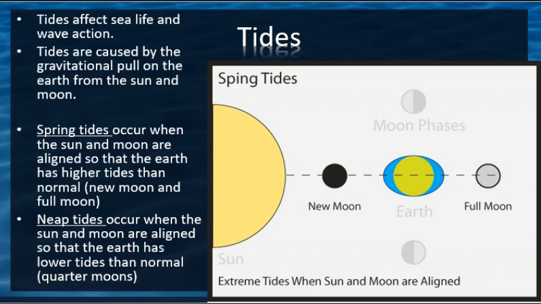All right, so the spring tide is when they're lined up, causing, if you see this picture, in the middle of the Earth is yellow, the blue part is the ocean, the bulge that's created by the pull of the moon and the sun kind of pulling together.